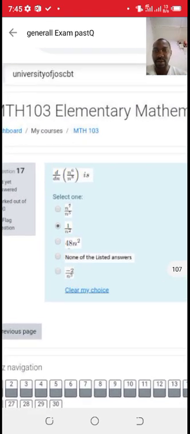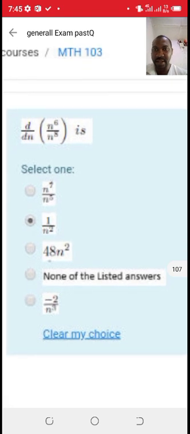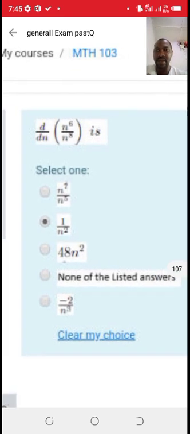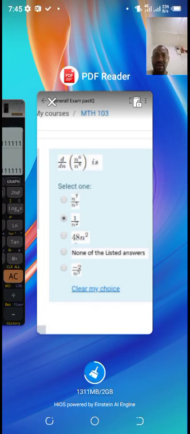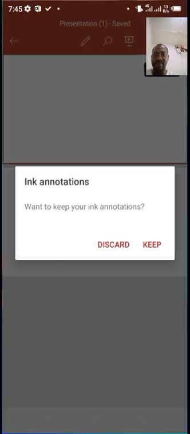The next question here says we should differentiate n^6 all over n raised to power 8. For me, this is simple. It's something we can just do. So let us do it together. n^6 over n^8. So we have to differentiate n^6 over n^8.